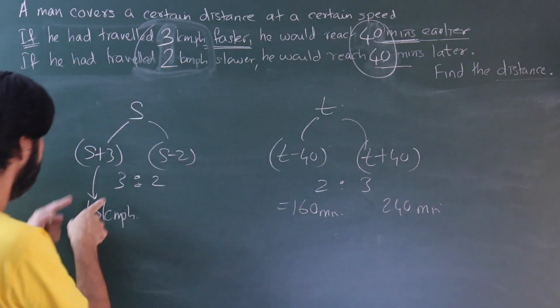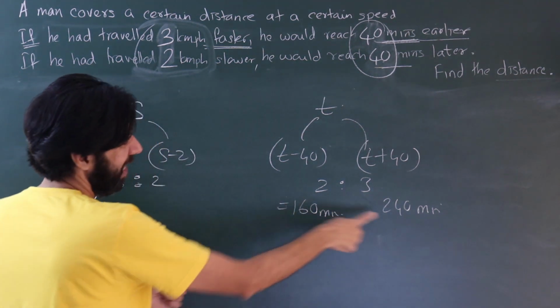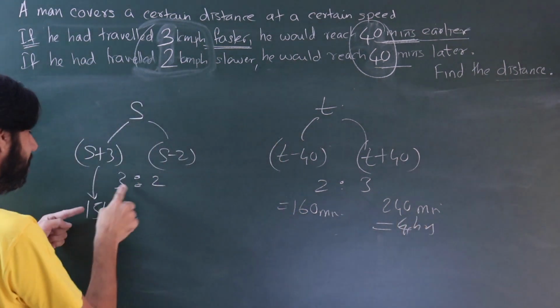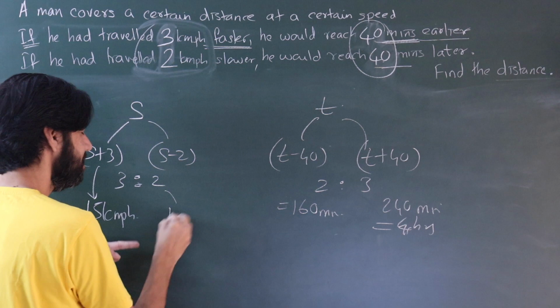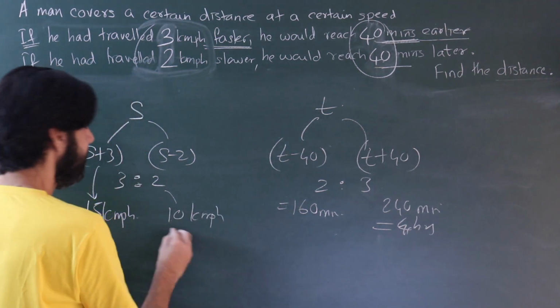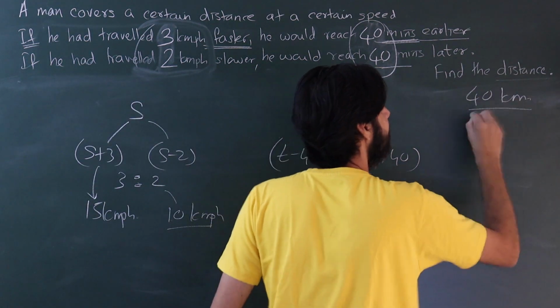Now, what is this? Higher speed, lower time. This is not a nice time. I like this time, which is 4 hours. So let's go here now very quickly. 3 parts is 15, 2 parts is 10. 10 kilometers per hour for 4 hours. The distance is 40 kilometers. Done, students. Over.